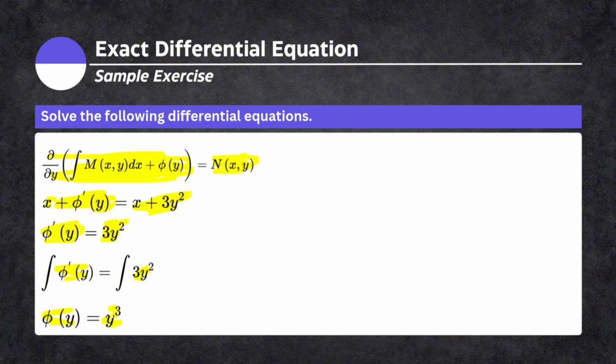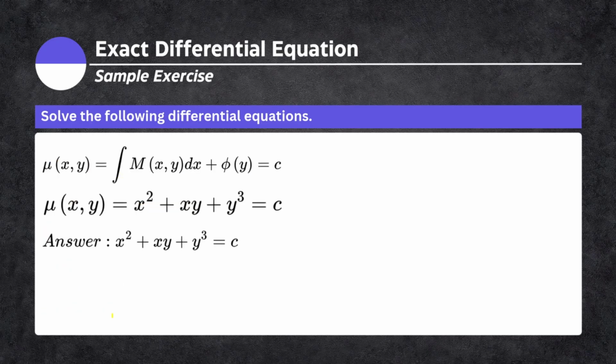So this value will be substituted in our original equation here. In order for us to find the solution of our exact DE, we just need to get the integral of the m function plus this phi of y, equals c. So we have x squared plus xy, which is the integral of our m function, plus the value of phi of y, which is y cubed, equals c. So we're just rewriting our final answer, and this is our final answer.